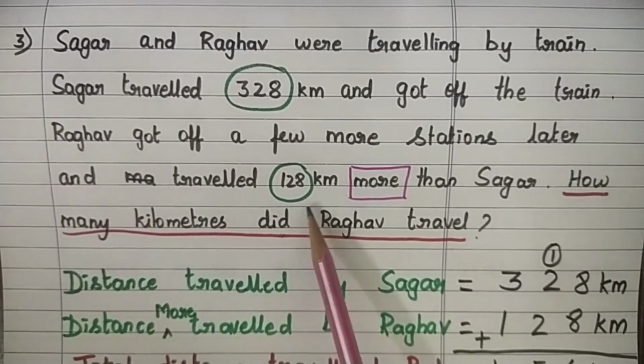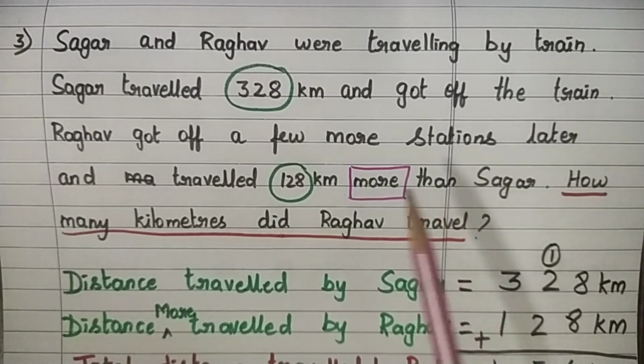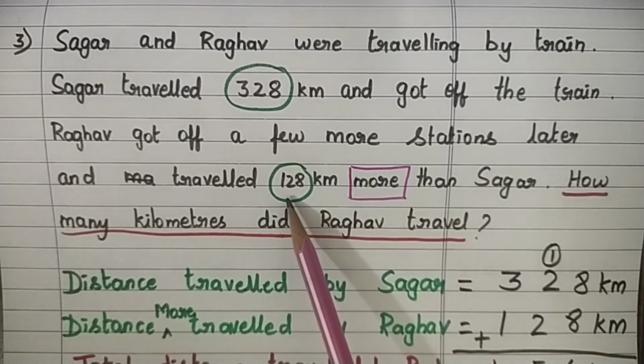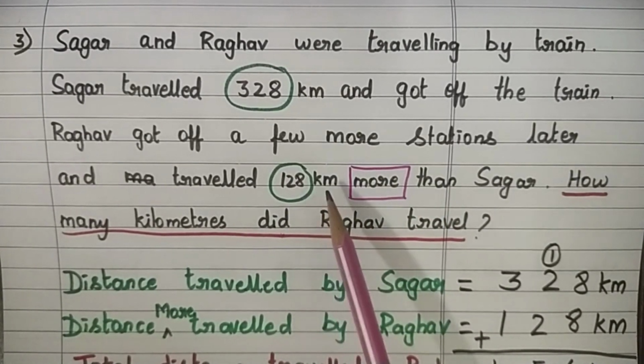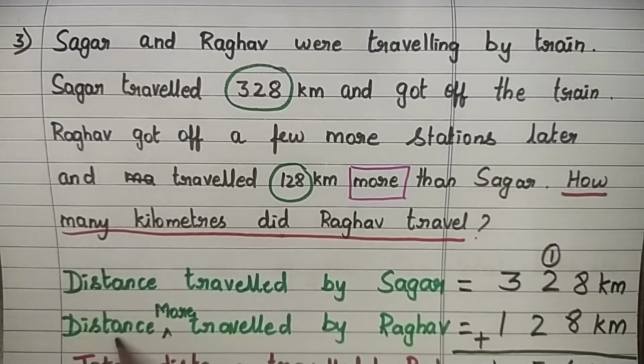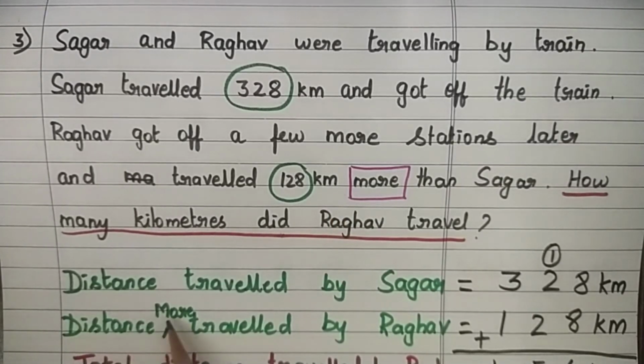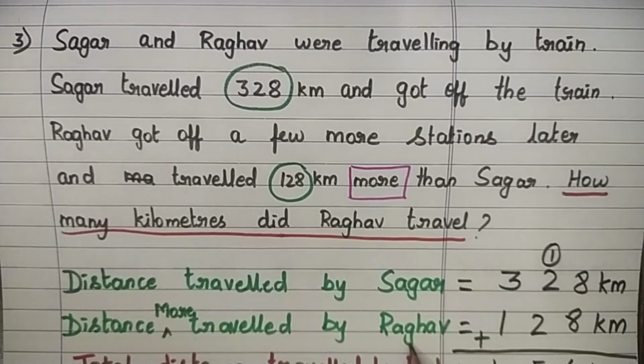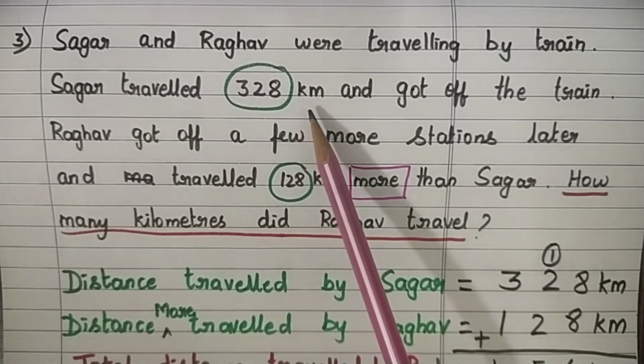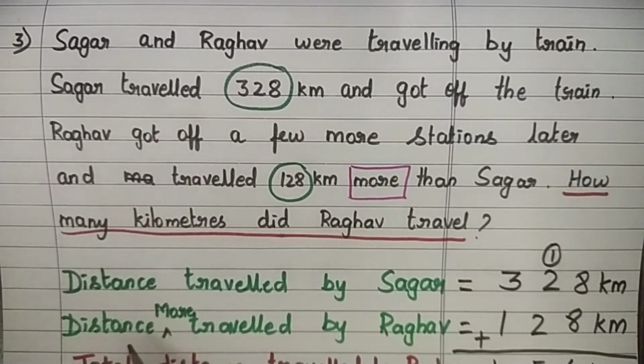Raghav traveled more than Sagar. How many more kilometers? 128 more kilometers. So, how to write that in a statement? Distance more traveled by Raghav. Raghav didn't travel the same distance that Sagar traveled. He traveled more distance. So, distance more traveled by Raghav. What is it? 128 kilometers.